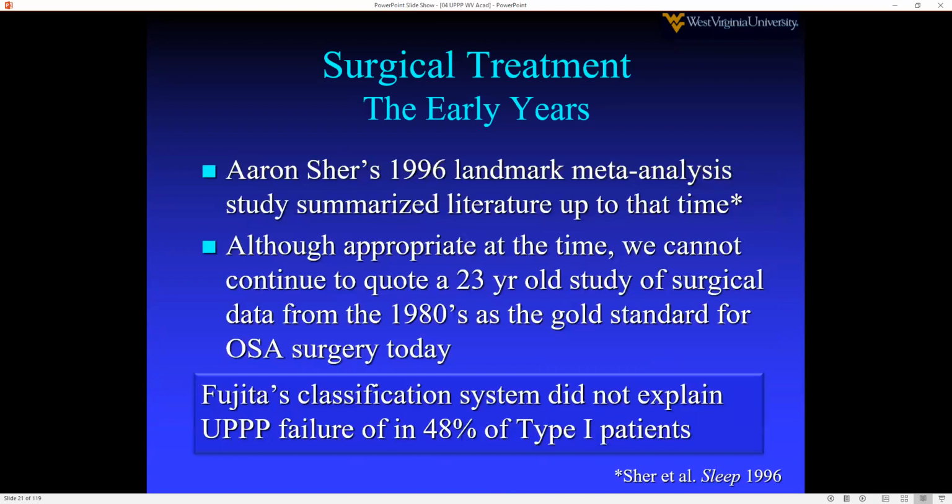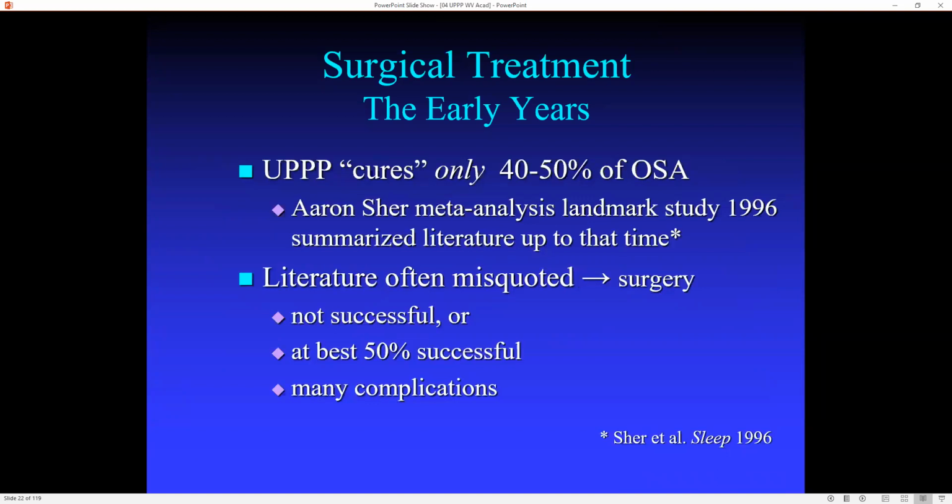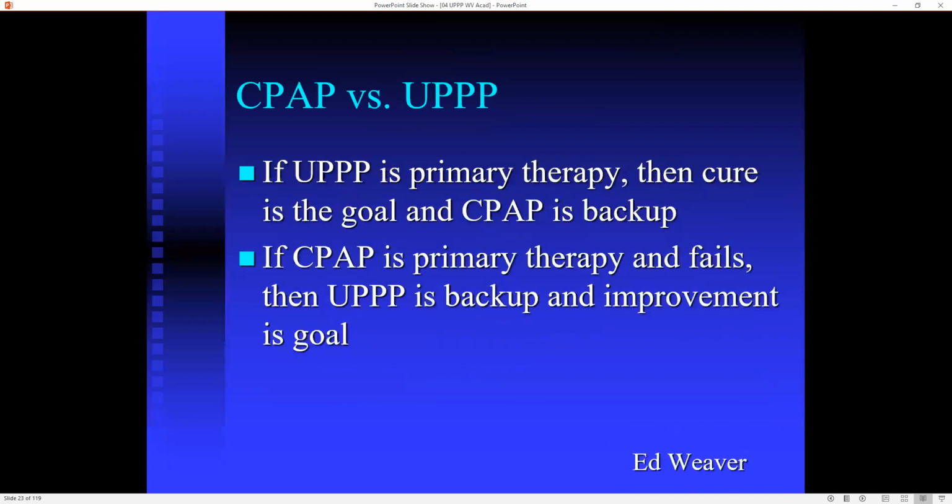But you'll run into folks, primarily in the sleep medicine profession, who are not surgeons, who will continue to quote this paper in order to say that the surgical treatment is not indicated, where in fact we have equivalent results when we talk about multi-level surgery to CPAP treatment. So again, UPPP cures only about half the patients, but the literature is misquoted as saying it's unsuccessful, or at best 50% successful, or there are many complications. Really has to be put into its place, and we'll try to do that this evening.